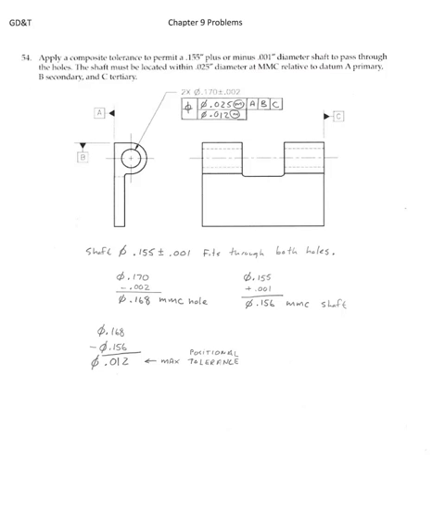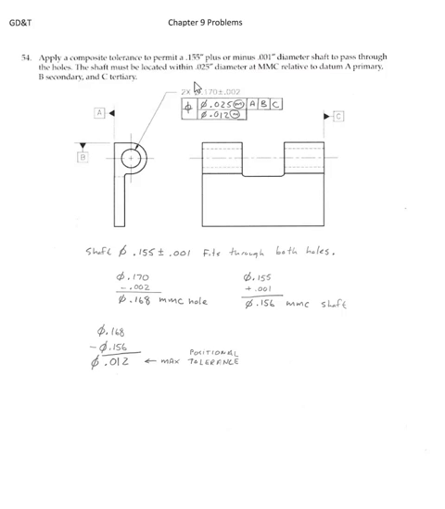Okay, so in problem number 54, we're going to apply a composite tolerance to permit a 155 plus or minus 1 thousandths diameter shaft to pass through both of those holes. So the shaft must be located within the 25 thousandths diameter at MMC relative to datum A primary, datum B secondary, and datum C tertiary. So we start this by drawing our composite feature control frame here, where we have one tolerance symbol and two segments of this composite tolerance.